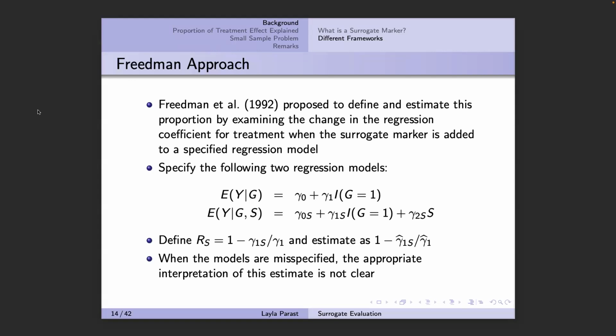But anyway, one of the things that's wrong with it is, of course, these two models have to be correctly specified. In the survival setting, if you do Cox proportional hazards, you literally can't have these two models holding simultaneously. And very bad things happen when they don't hold. I mean, the definition depends on the models, not just the estimation. So when the models aren't correct, it's not even clear what you're doing.